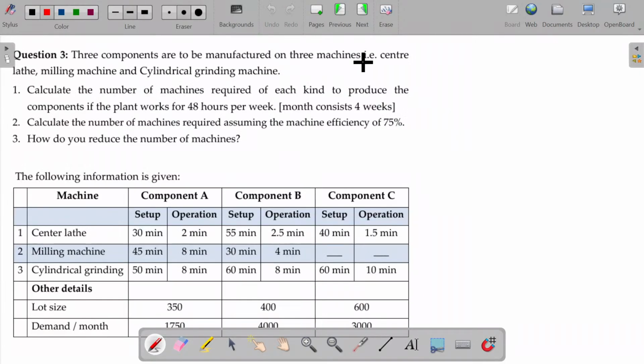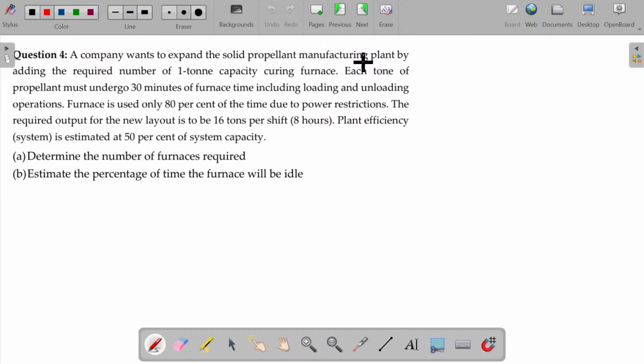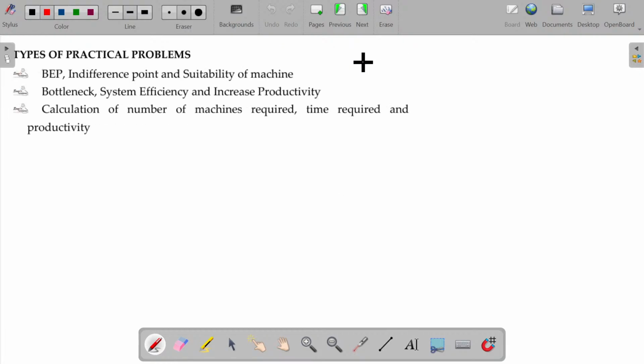Second part. After completion of these two parts, these are the varieties of questions that may be expected in capacity planning. One is all about BEP, indifference point, and suitability of machine. This is similar to the indifference point you studied in marginal costing in cost and management, or management accounting. Both are the same. While teaching marginal costing, I explained that this indifference point will have wider application in OM. So we are going to use the same here also.